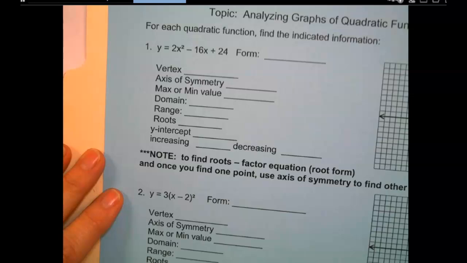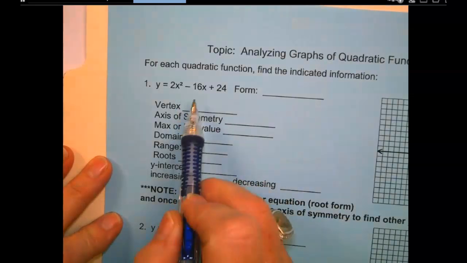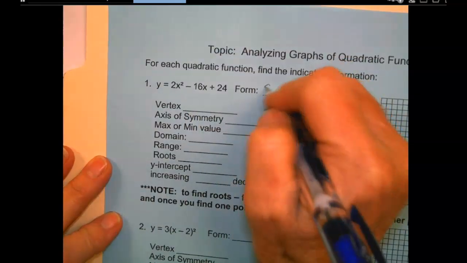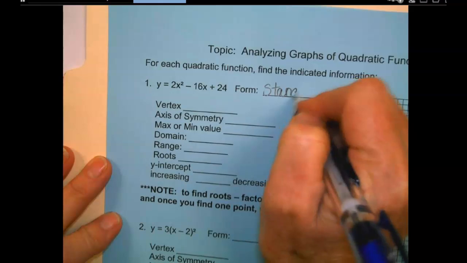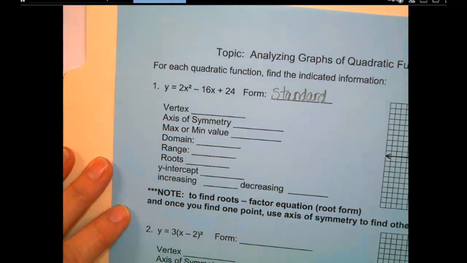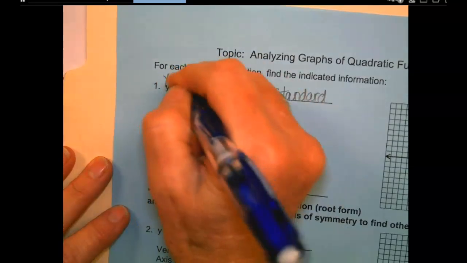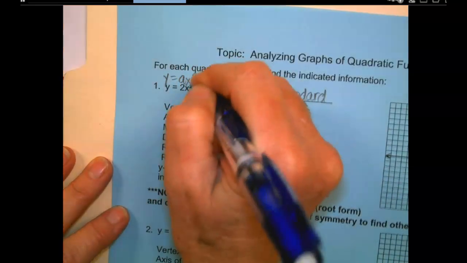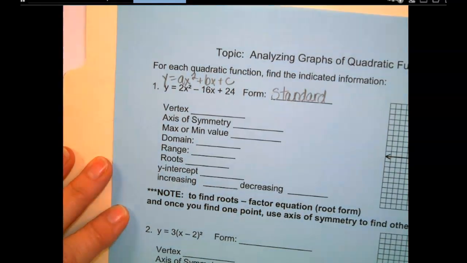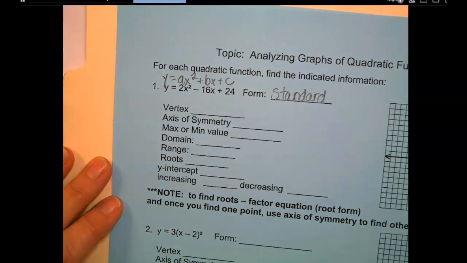So, the first one is standard form. And the reason I know this is standard form, there's no parentheses. No parentheses is standard form. Standard form is what we've used all along. It's what we use to factor. Ax squared plus bx plus c, where we took a times c and the b. And that was our standard form.